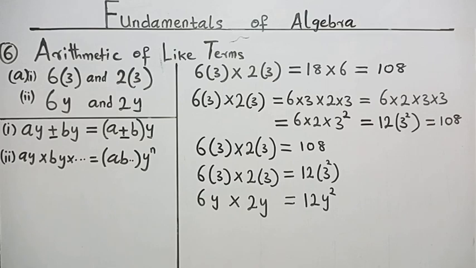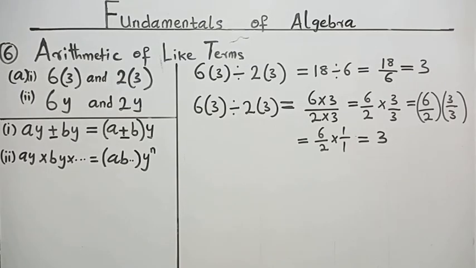All right, at this point in time, let us look at the division of like terms. And here it comes. This is division of like terms. 6 (3) divided by 2 (3). The answer will be gotten in two different ways, but the answer turns out to be the same answer.